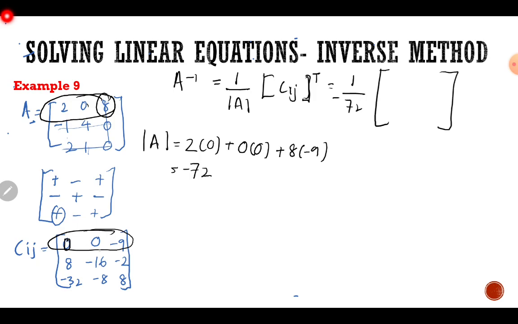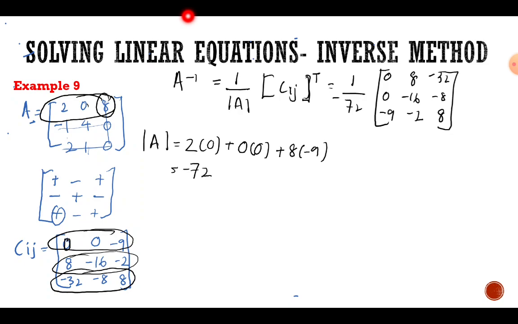Saya transposekan siap-siap. So first row 0, 0, negative 9 jadi first column. So 0, 0, negative 9. Second row akan jadi second column. So 8, negative 16, negative 2. And finally negative 32, negative 8, 8. Okay, so ni kita punya A inverse.